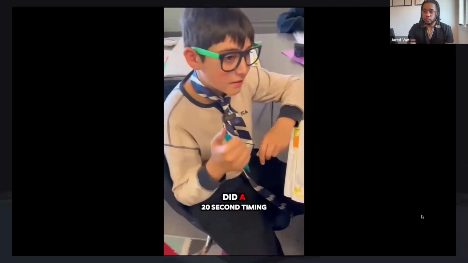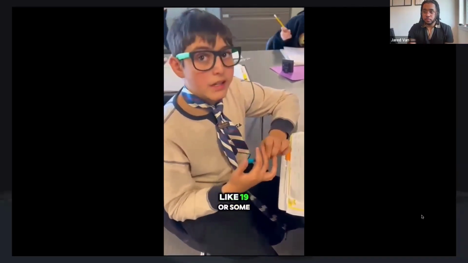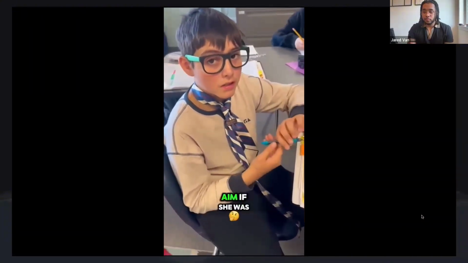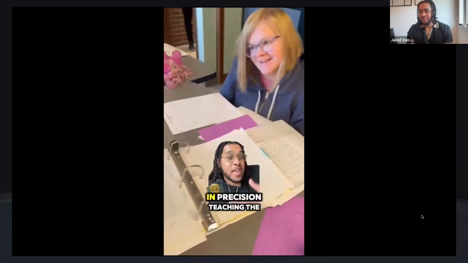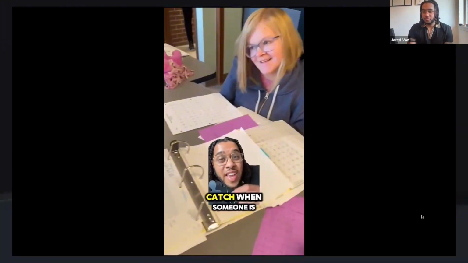Okay, so when you did a 20-second timing, how much did she get? Emma got like 19 or 20. Was that the ultimate aim if she was doing a minute? Yes. So you met your aim, Emma, on 20 seconds. Good job. In precision teaching, the progress monitoring is so sensitive, even the kids who are trained to be precision teachers catch when someone is not meeting their goal the day of, so we don't get off track or left behind.